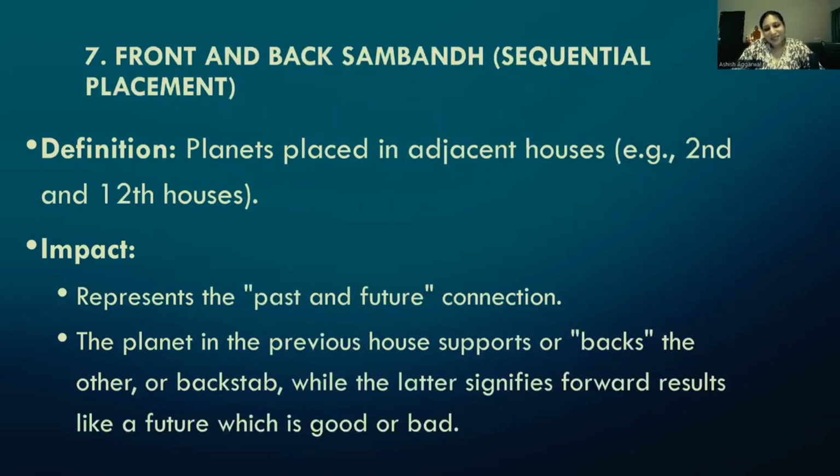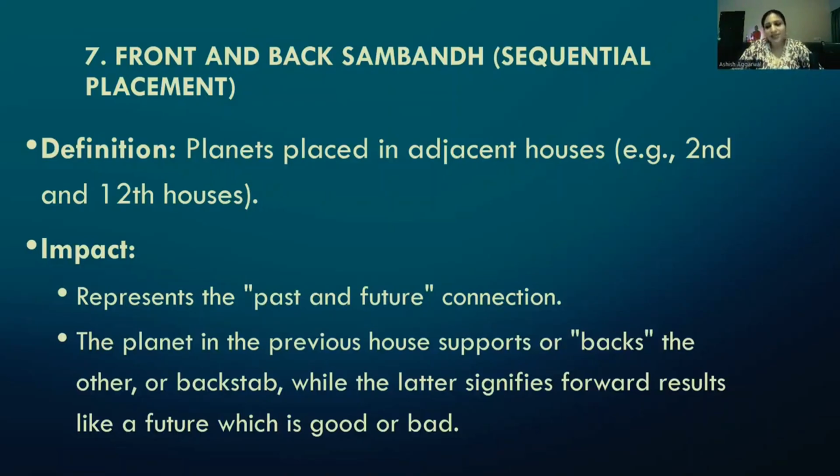Then comes the seventh kind of relationship, the front and back relationship. I'm not calling this a broken placement relationship. I'm referring to it as the relationship of adjacent houses. Any planet can be placed anywhere. For example, let's say Aries is rising, Venus is placed in the ascendant, the Sun is placed in the 12th house, and Mercury is placed in the second house.